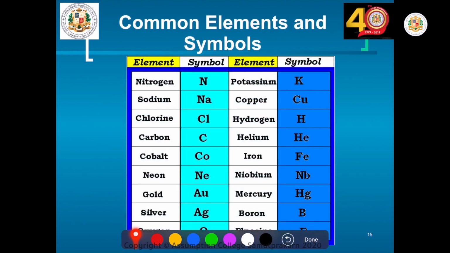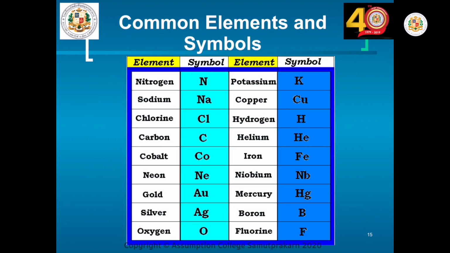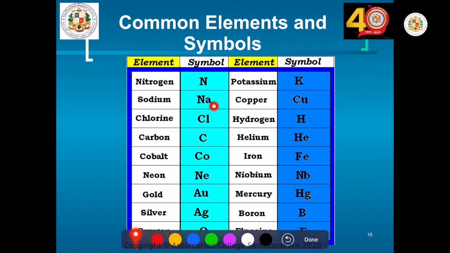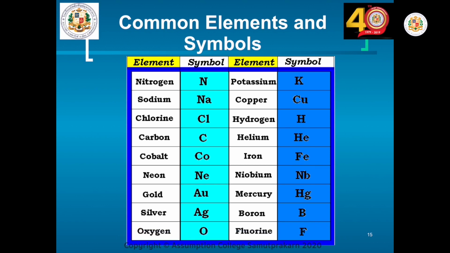Okay, now these are some more examples of symbols of some elements. So nitrogen N, sodium Na, chlorine Cl, carbon C, cobalt Co, potassium is K, copper is Cu, hydrogen is H, helium is He, iron is Fe, and many others. So all of the other symbols for each element, you can check on your periodic table.